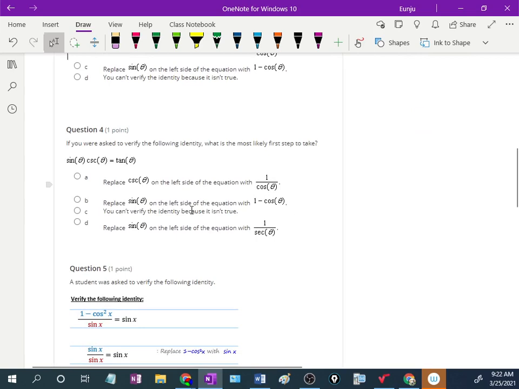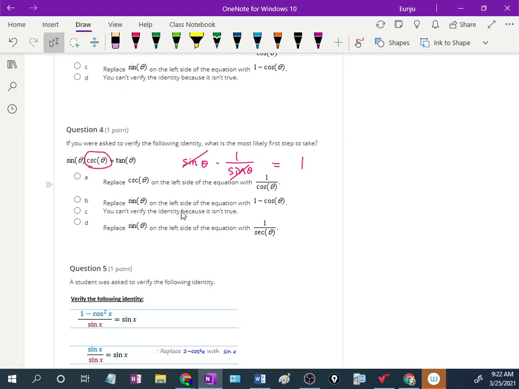Next one, number 4. If you're asked to verify this one, what would you like to do? That's right, I'm going to exchange this one, right? Instead of cosecant theta, what would you like to put? 1 over sine theta. And then what do I get? Cancel, cancel. And then what is the answer? Answer will be 1, right?